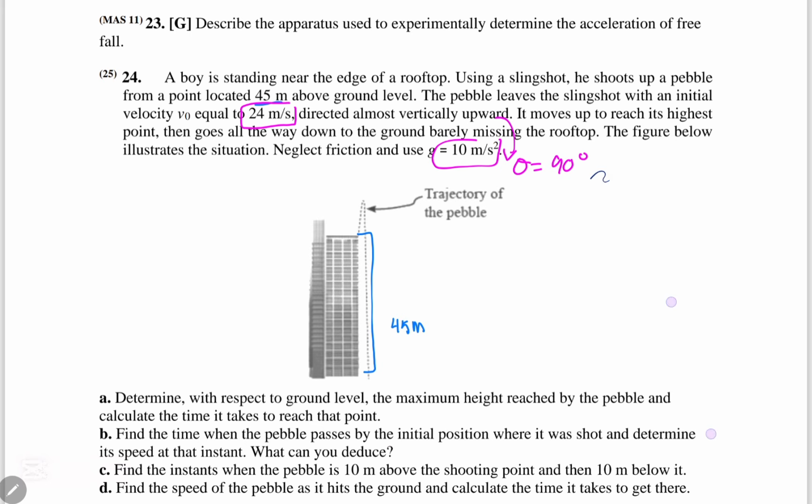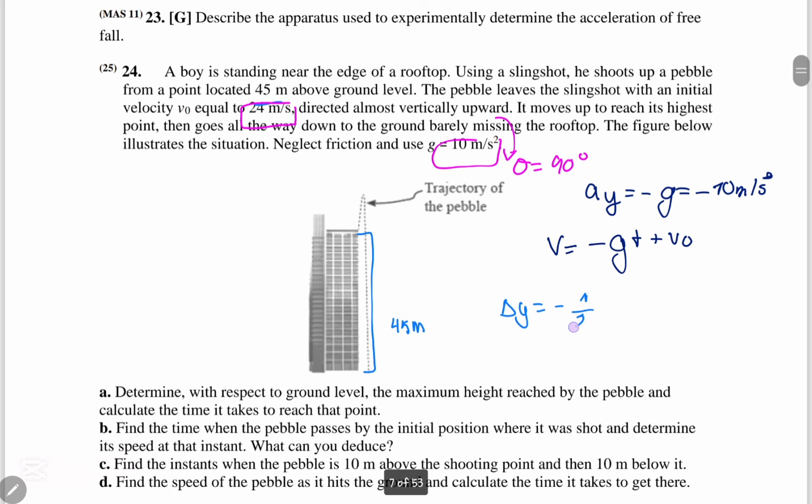So you should know that acceleration on the y-axis is minus g, so it's minus 10 meters per second squared. Now, the velocity, you should know this equation from before. It is minus gt plus v0. This is a preparation for the next chapter, actually, because we finished all of the sections of this question. So v final is minus gt plus v0. And the delta y, which is the displacement, is minus 1/2 g t squared plus v0. Of course, here it's sine theta because it's on the y-axis.